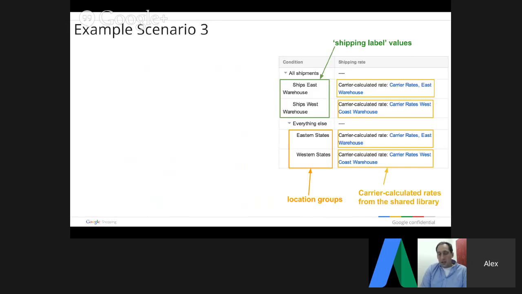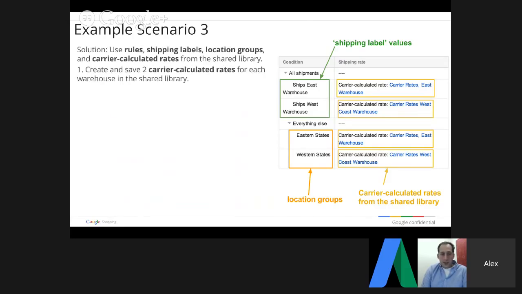So the screenshot over here, you can follow along looking at the screenshot as I walk you through it. The solution here would be that the merchant's going to use rules. He's also going to need to use shipping labels. He'll use location groups to group together where the warehouse ships to. And then he'll do carrier calculated rates because the merchant said that he ships by UPS and by FedEx.